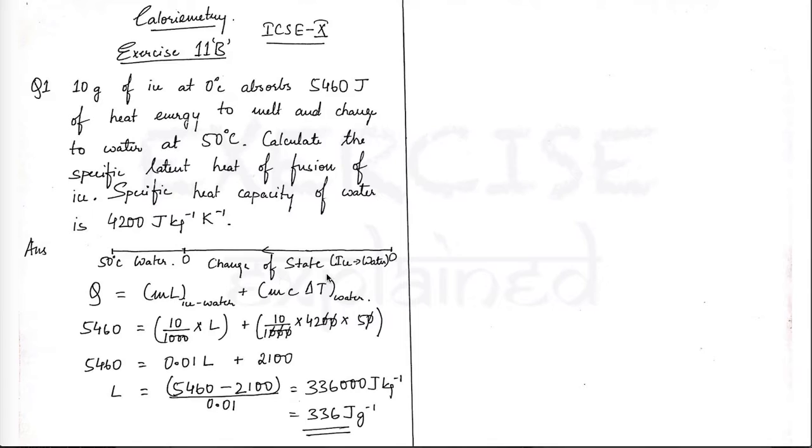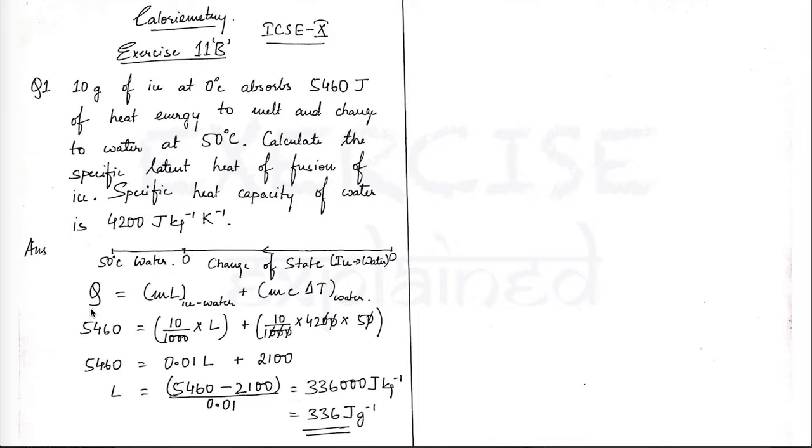Wherever there is change of phase or change of state, we need to write M into L. And wherever there is change in temperature, we will write mc delta T. So for change of state, I wrote ml, so that is mass into latent heat, plus for change in temperature, I have written mc delta T.